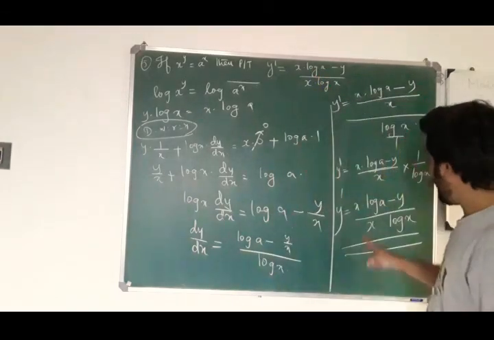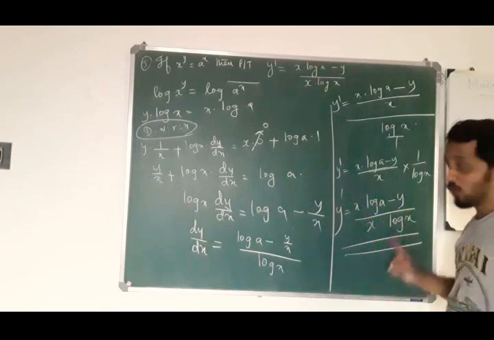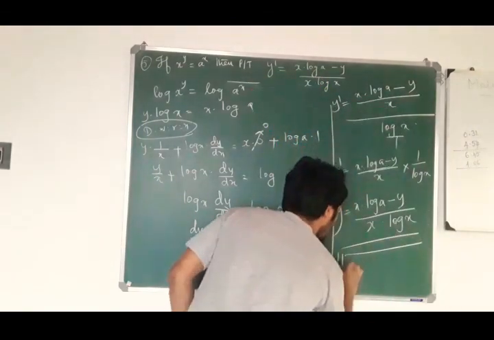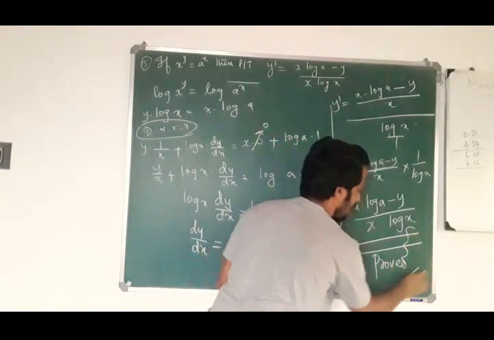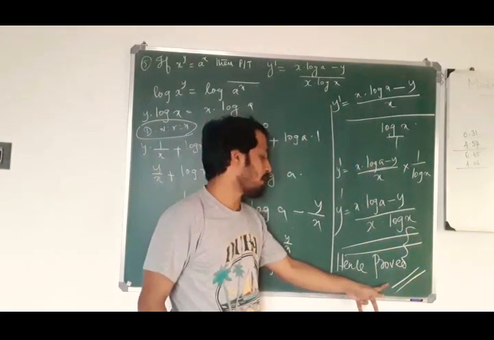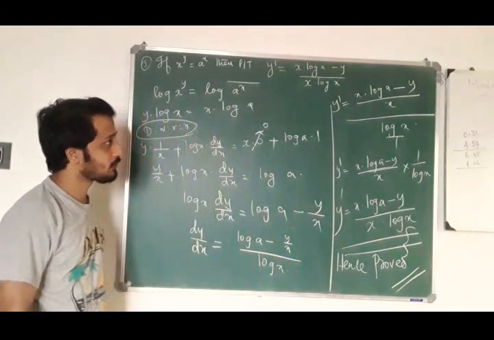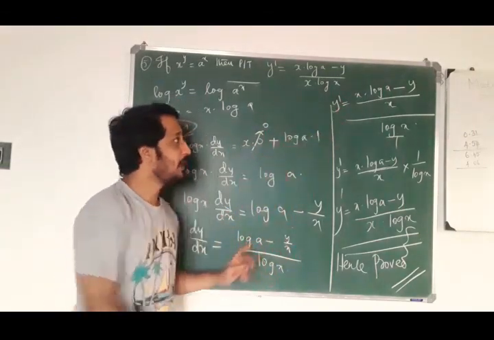Is it clear? y' is equal to x into log a minus y divided by x log x. You have to write "hence proved". The sentence is very much important, hence proved. Okay? Just go through this. Taking LCM over here, that's what. Taking LCM.